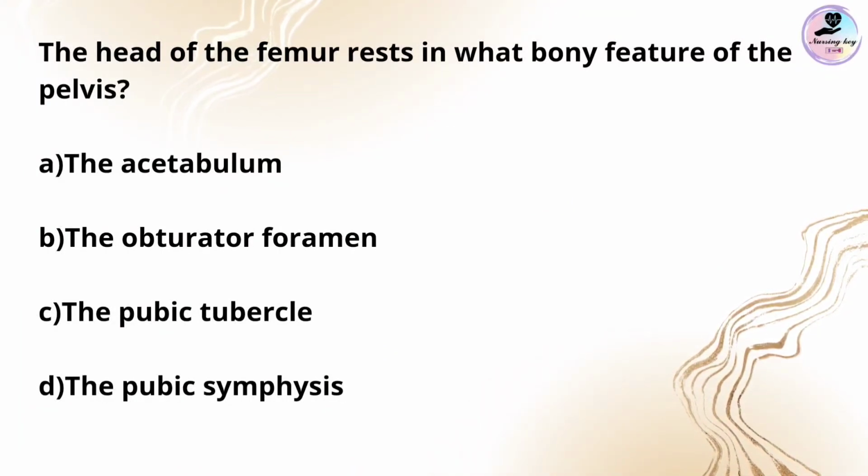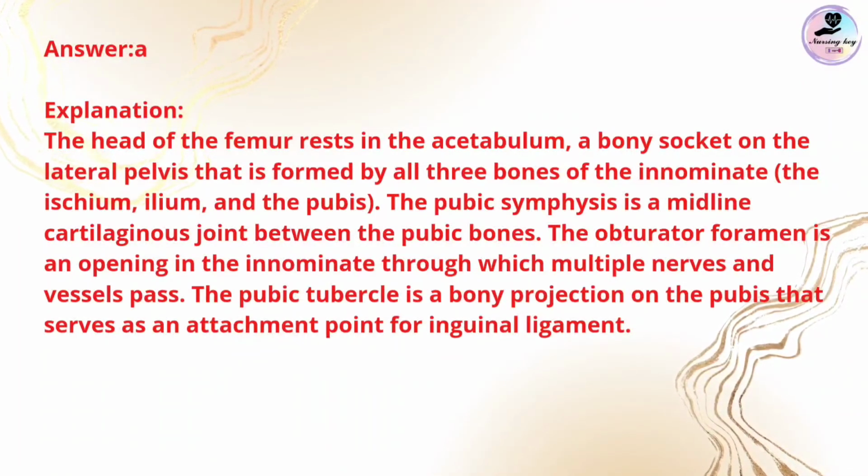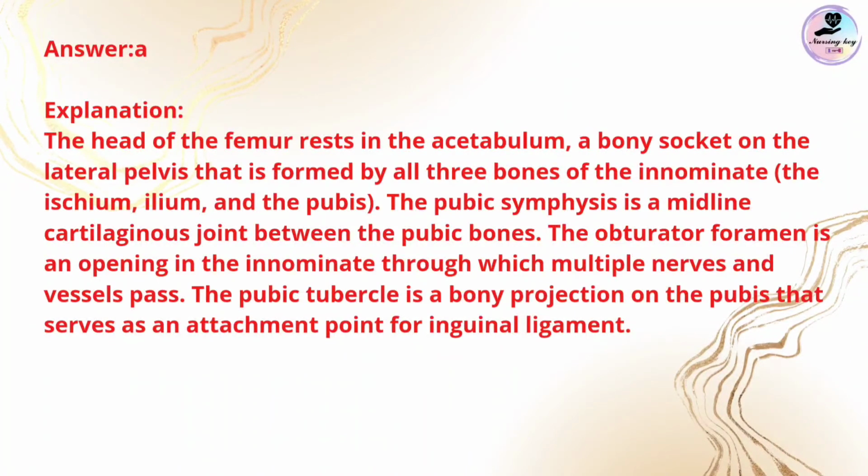Next question is, the head of the femur rests in what bony feature of the pelvis? A. the acetabulum, B. the obturator foramen, C. the pubic tubercle, D. the pubic symphysis. Option A is the correct option, the acetabulum. The head of the femur rests in the acetabulum, a bony socket on the lateral pelvis that is formed by three bones of the innominate bone, that is the ischium, ilium and the pubis.